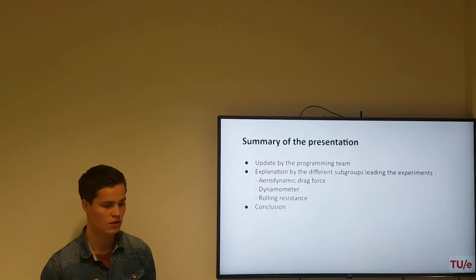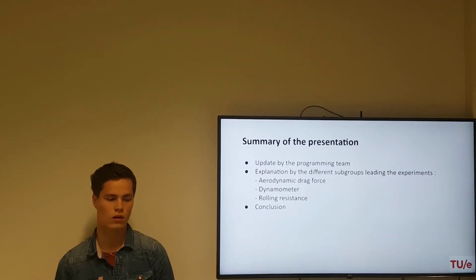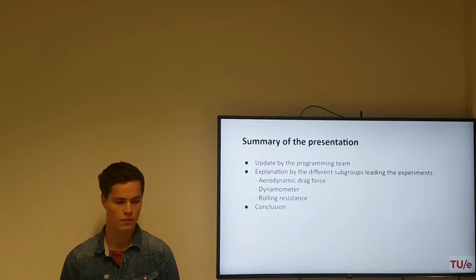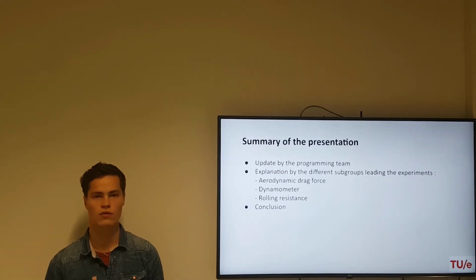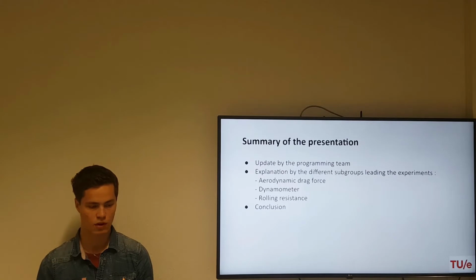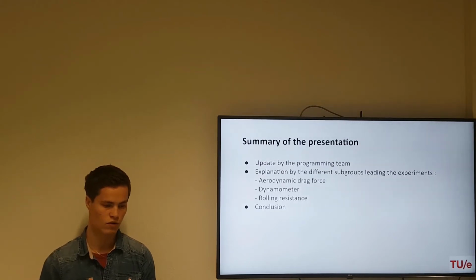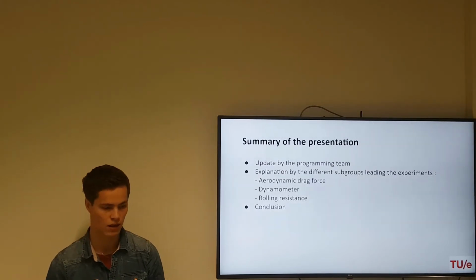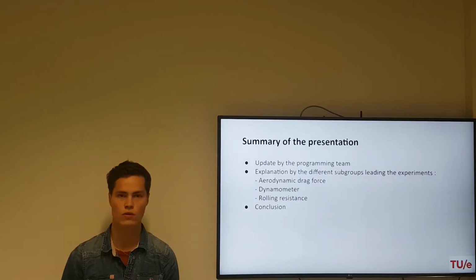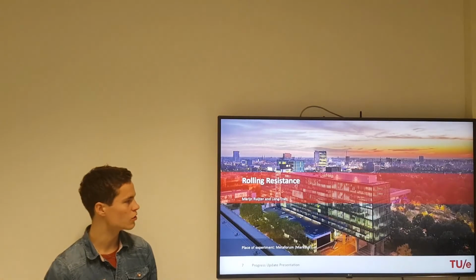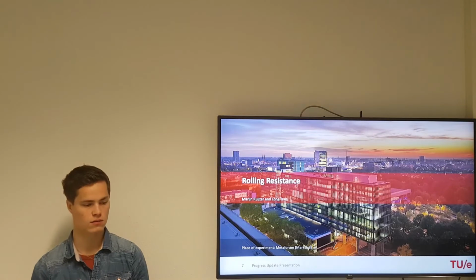So the summary of this presentation: there will be an update by the programming team. There will be an explanation by the different subgroups leading the experiments, so each sub-team will tell something about their experiment, and we will end with a conclusion. So now I will tell about the rolling resistance test.